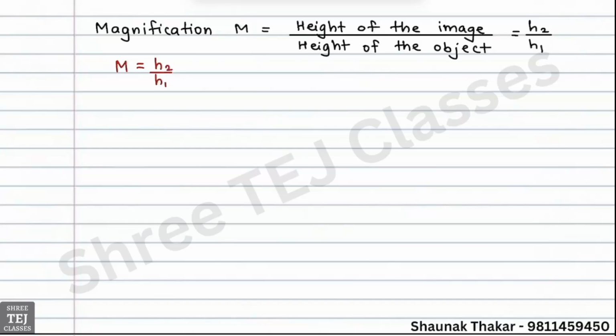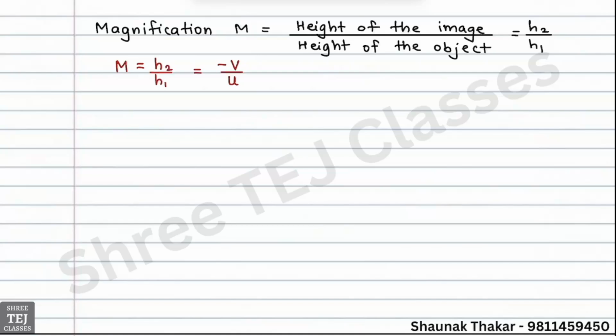It can also be proved that magnification is equal to minus v upon u. That is magnification in terms of v, which is the image distance, and u, which is the object distance. So, this is also an extremely important formula to calculate magnification. h2 is height of the image, h1 is height of the object, and v and u, as you know, are image distance and object distance.